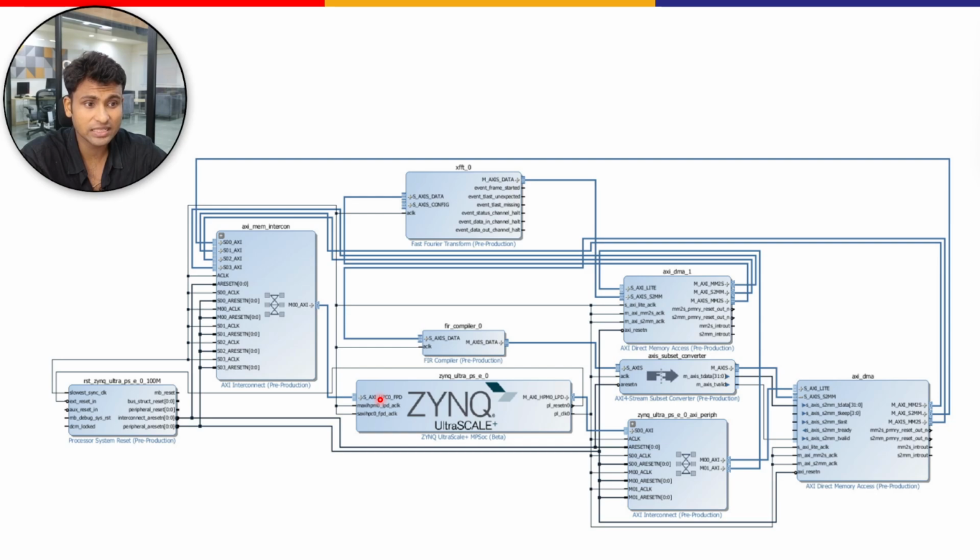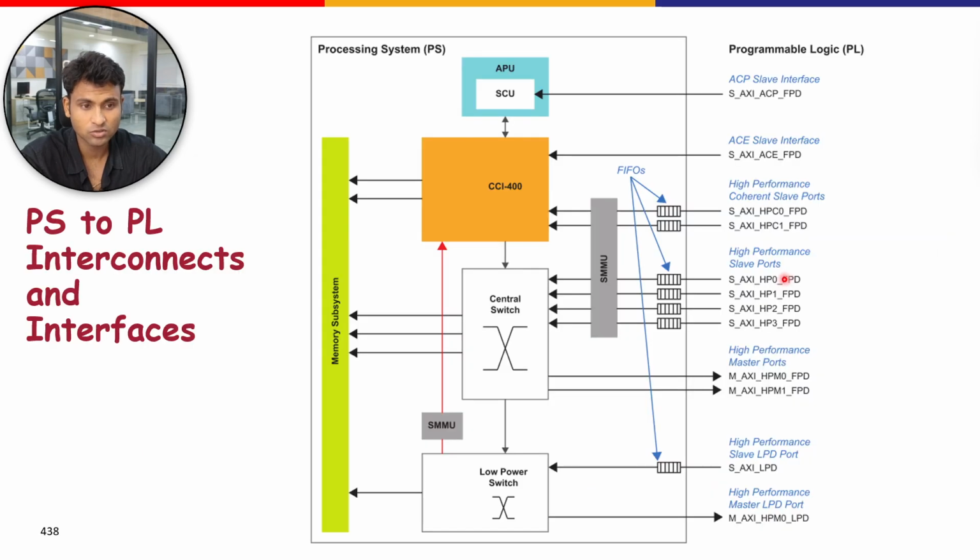You can see here the S_AXI HP0 FPD port and the M_AXI HPM0 LPD port. Let me quickly take you to the slide where we discussed these interfaces. So you could see that we have the S_AXI HP0 port and the M_AXI HPM0 LPD port. Sorry, not this one, but the LPD port. So these two ports are used in this design to allow data transfer between the processor and the programmable hardware.